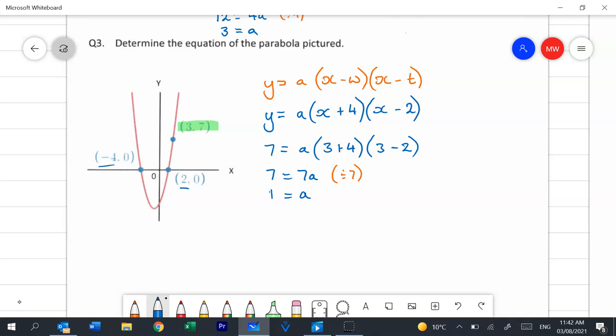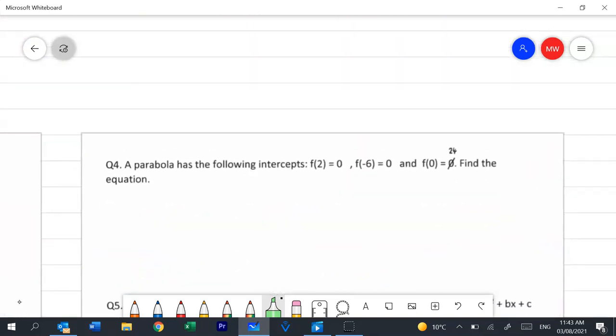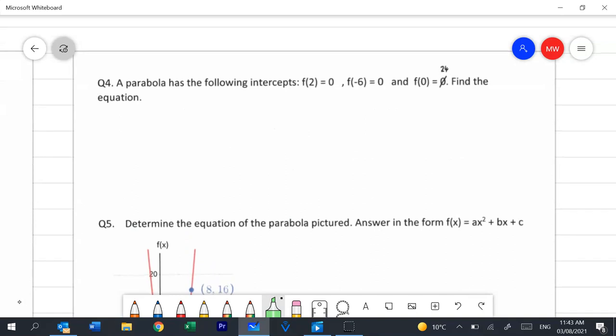So now I know what a is. I can rewrite my equation. It will be y equals 1 times (x plus 4)(x minus 2). Remember that little 1 is the a value, so it goes in here, but we don't write it. So that's your answer here. Question 4.